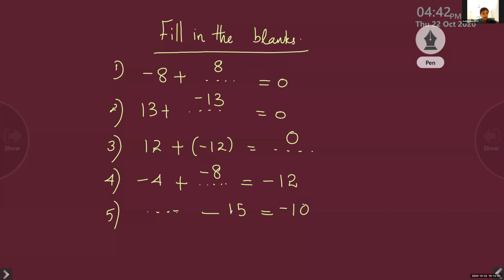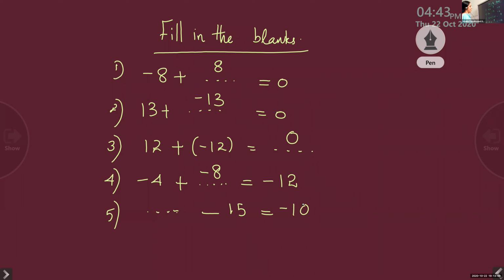And negative 5. Negative 5. No. Negative 5. No. Not negative.